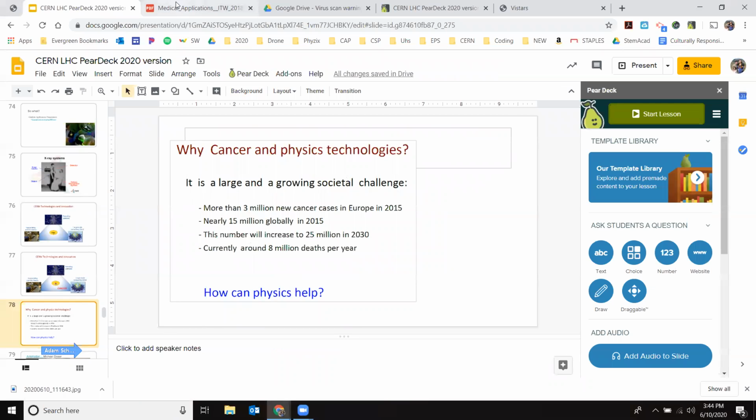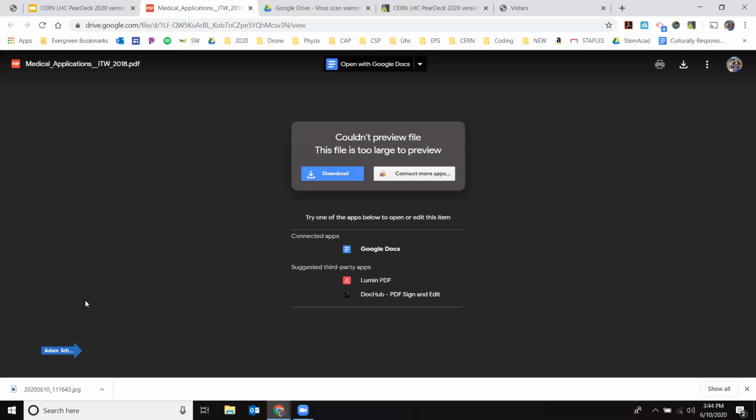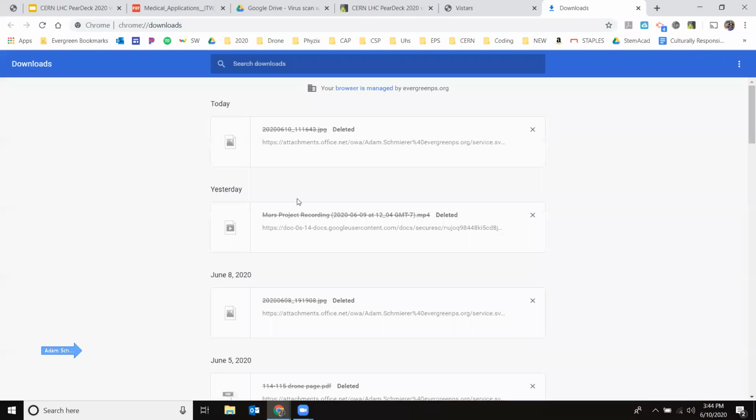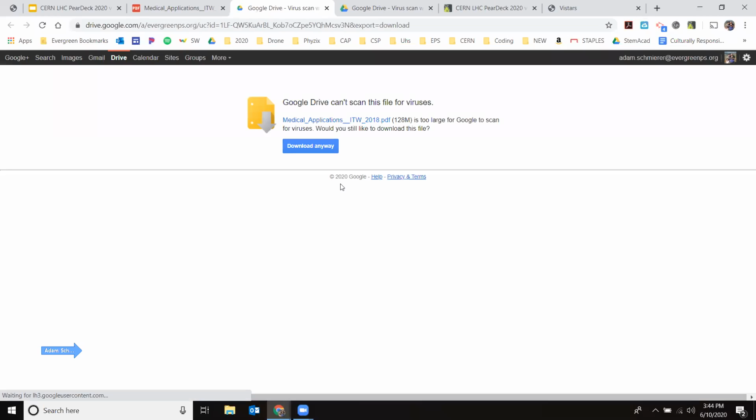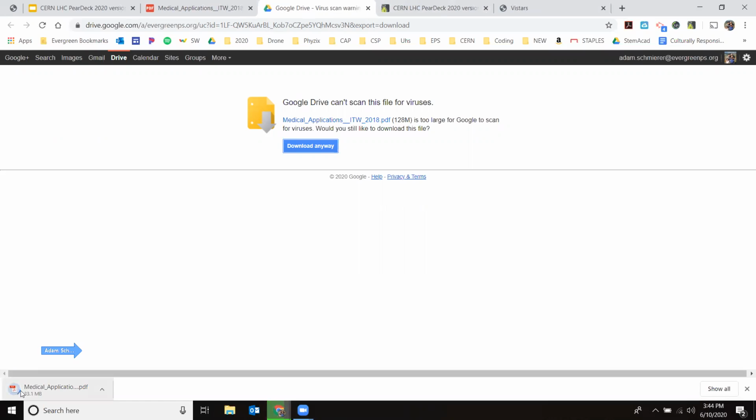Oh, let's see. Did it finally download? Let's see. Does anyone know where it downloaded? Download it anyways. You know I meant that. 129 megabytes. That's enough.